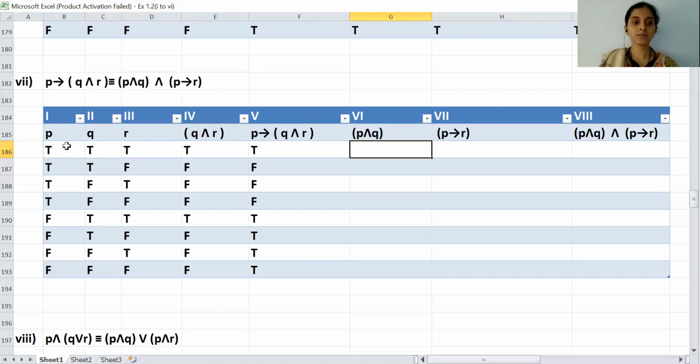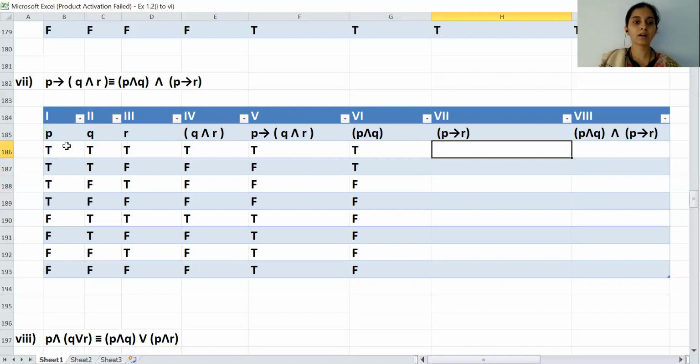One and two will be true and true, true. True and true, true. True and false, false. True and false, false. False and true, false. False and true, false. False and false. Okay. The next column, next bracket, P implies R.